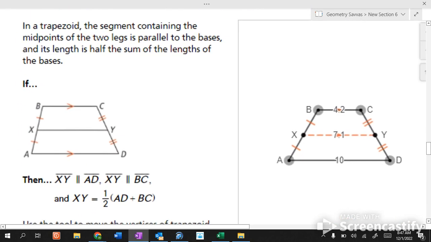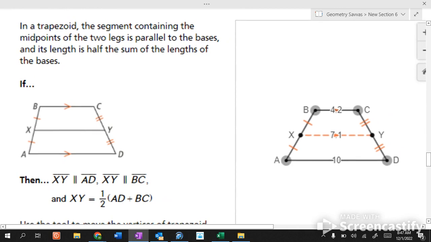Now, we're talking about a median. We don't call this a median in a trapezoid. We call this thing a mid-segment. A mid-segment connects the midpoints of the two legs of a trapezoid. A mid-segment is going to be the average length of the two bases.